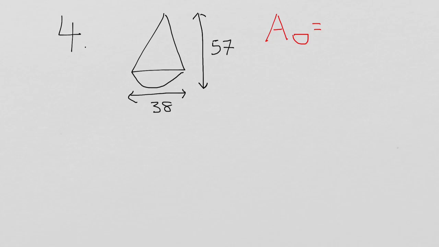Question 4, you're given a triangle and a semicircle attached, and you need to find the area of the whole shape. Area of a semicircle is just half a circle, so it's half pi r squared. Easy enough. Your r, you're not given r, but you are given the diameter. We're shown diameter is 38. Once you've got your radius, you can then work out the area of the semicircle.